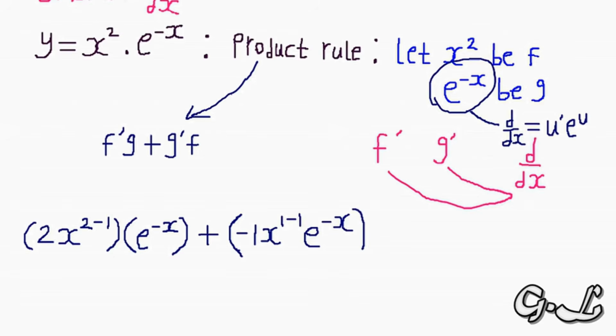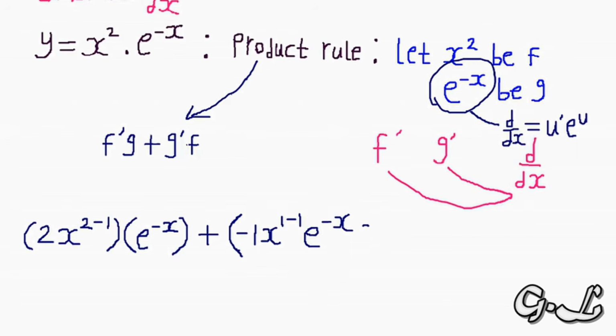Since we said that it is u prime multiplied by e to the u, we're going to maintain the e. That is where the e is coming from. And then we also have u, which we say is the power which the e is holding. In such a case, it is negative x, so the power is going to be maintained like that. That is how we differentiate the expressions which have the e functions. So that is the expression for g prime.